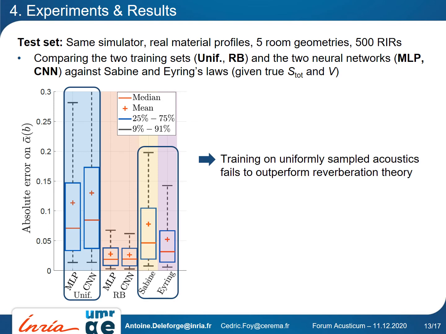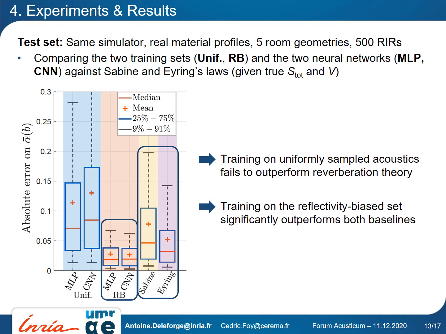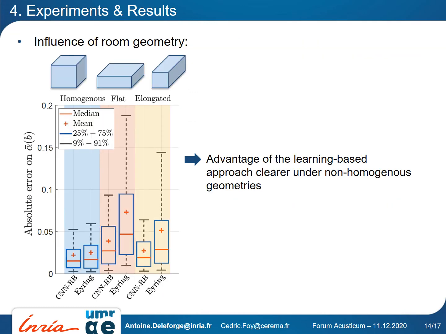We can see that by training on uniformly sampled acoustic parameters, we are not able to outperform reverberation theory formulas. However, using the proposed reflectivity bias training set, we get errors 2 to 4 times smaller than our baselines. Since the CNN performs slightly better than the perceptron and Eyring performs better than Sabine, we will focus on these 2 methods from now on.